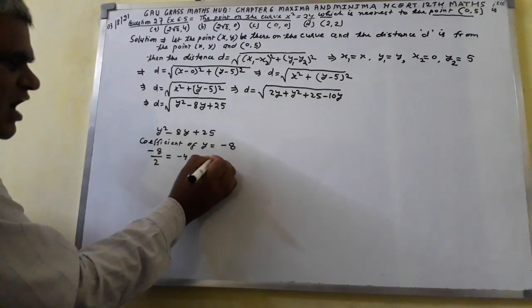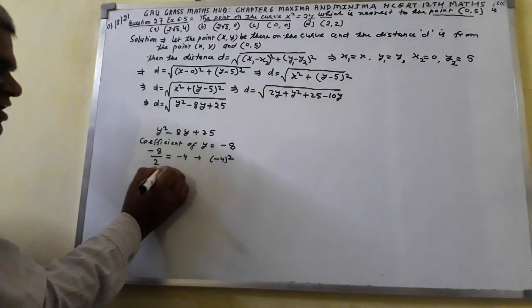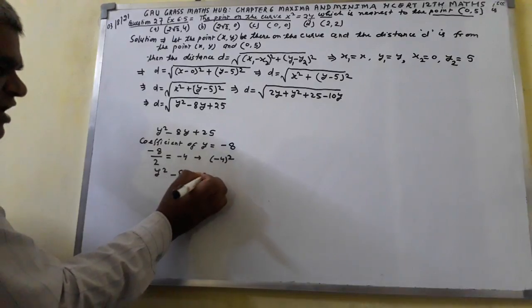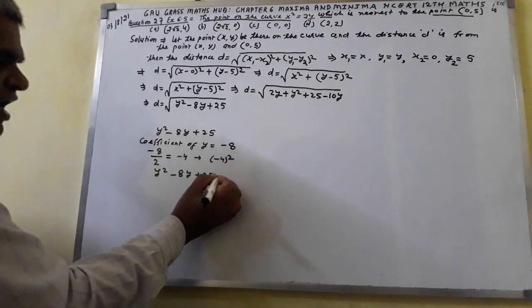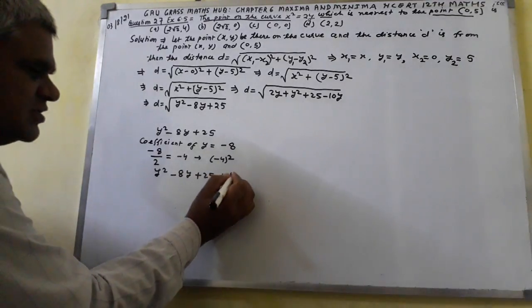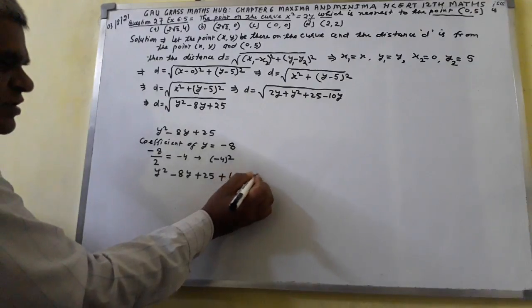Minus 4 whole square will be added and subtracted. So here I shall write y square minus 8y plus 25 plus, minus 4 whole square you will get here 16. 16 will be added and 16 will be subtracted.